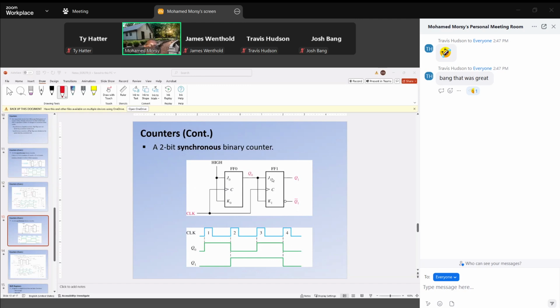The 2-bit synchronous counter, as we mentioned, the main difference here is that the clock is applied simultaneously: CLK is the clock pulse applied simultaneously to the two flip-flops. So what is the difference here? There are other differences. What do you see here? What kind of flip-flop is FF0?